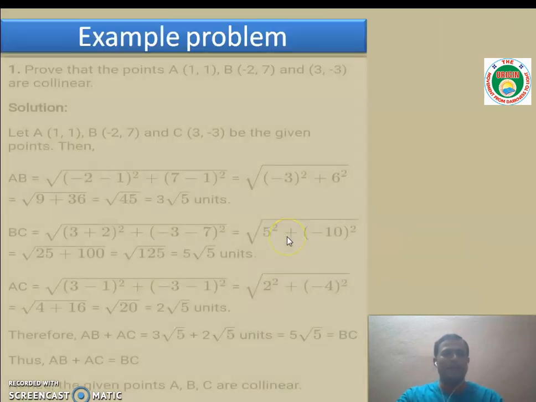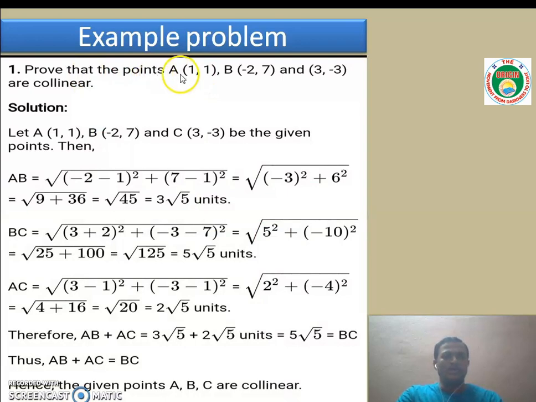Next, an example problem. Prove that the points A(1, 1), B(-2, 7) and C(-3, -3) are collinear. Solution: let A, B, C be the 3 points. Find the distance AB first, BC second and AC third. The distance is the square root of (x2 minus x1) whole square plus (y2 minus y1) whole square. So distance AB equals root 45, that is 3 root 5.